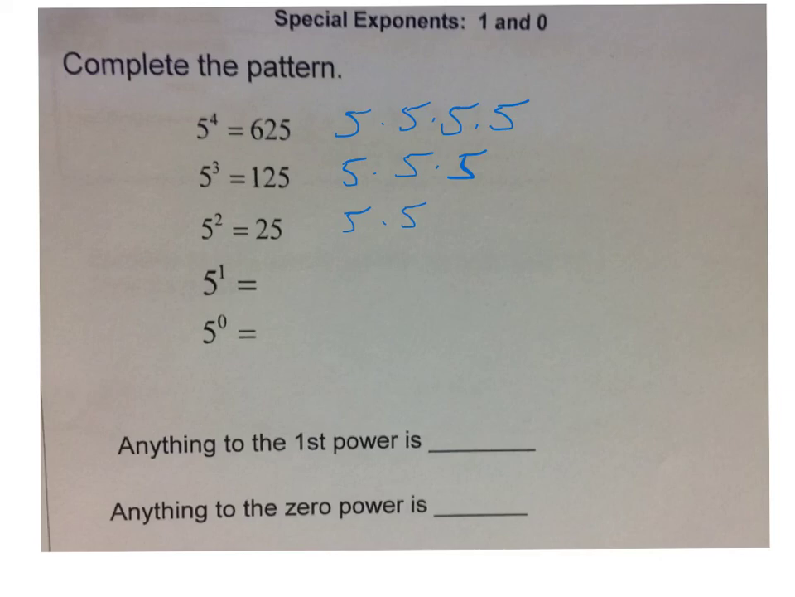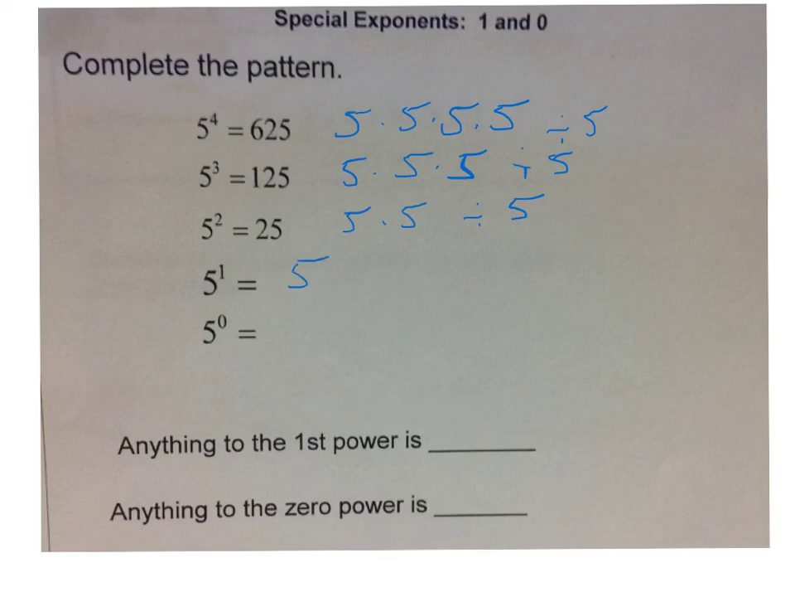Oh, look, what's happening? What math is happening when we go from 5 to the 4th to 5 cubed? Yep, what we're doing here is we're dividing by 5. Notice we have one less factor of 5 each time, so we must be dividing by 5 to get rid of that factor. So each time we're dividing by 5, what's going to be next in our pattern? 5 to the 1st would be 25 divided by 5, or 5.